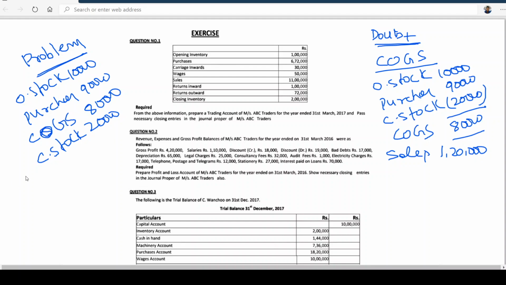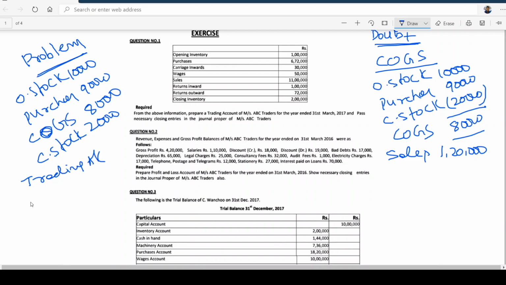Now when you are supposed to prepare trading account, what do you do? You will be taking cost of goods sold only, 80,000. And closing stock, how much do you take? Closing stock will not be taken. I'll tell you the reason. You'll be taking sales also, sales 1 lakh 20,000. 1 lakh 20,000 minus cost of goods sold, profit is how much? 40,000.